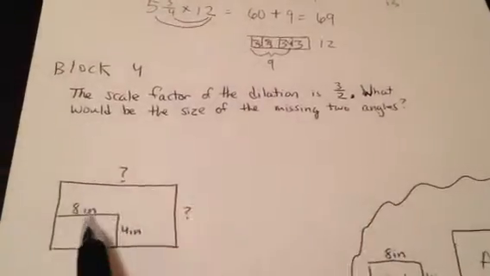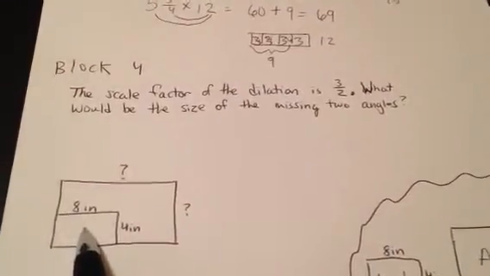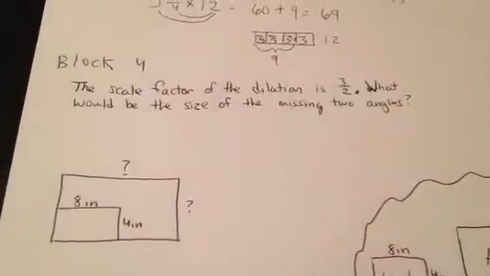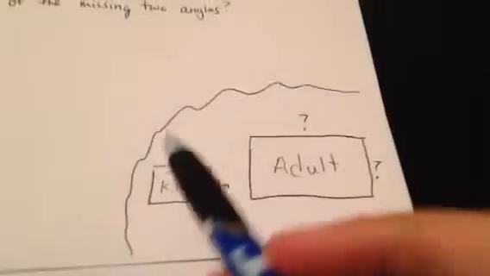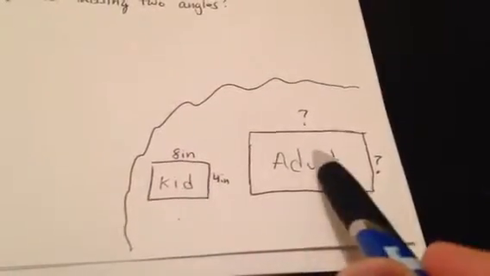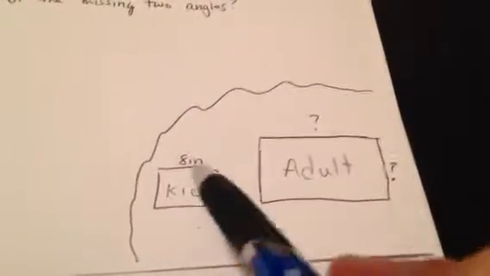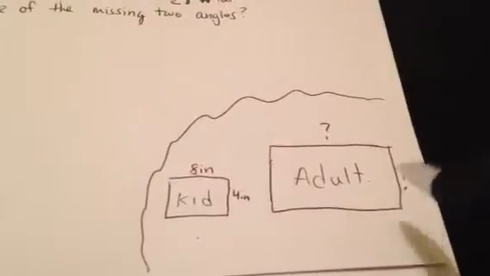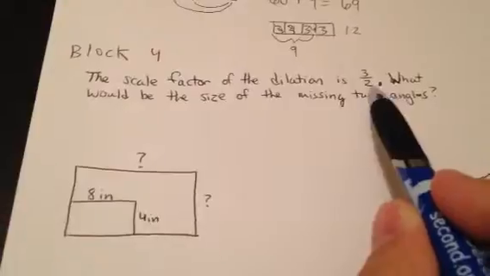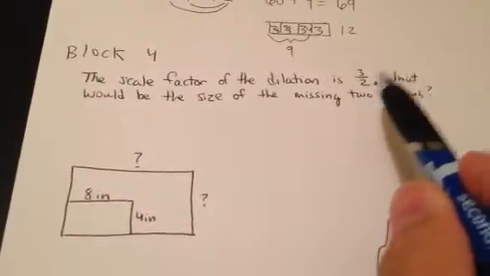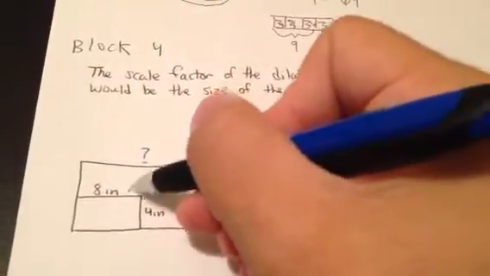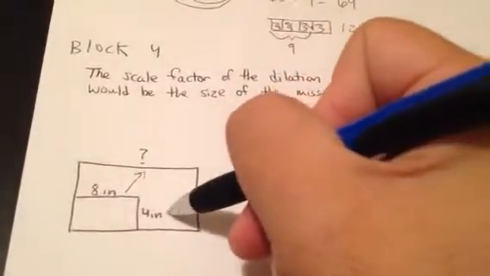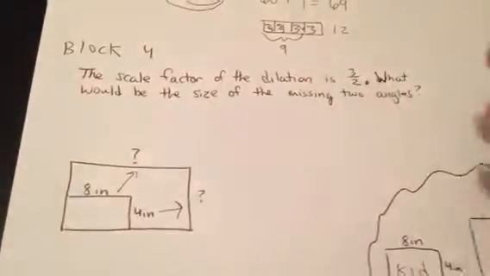Alright, so here we have a small rectangle inside of a larger rectangle. And my brain thinks of it like this. I imagine that there's a kid and there's an adult. I know what the kid is. I don't know what he's going to be when he grows up. So the scale factor tells us what happens to the kid to make him become the adult. So this little 8 is going to become this, and this little 4 is going to become this.